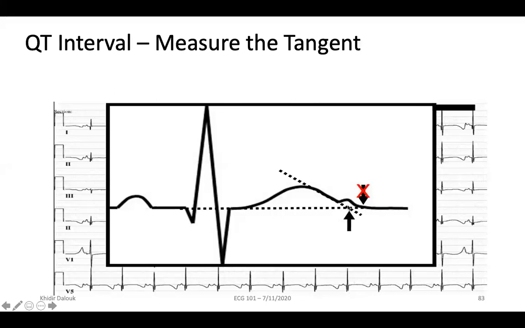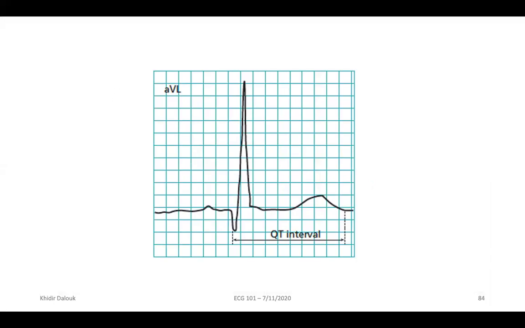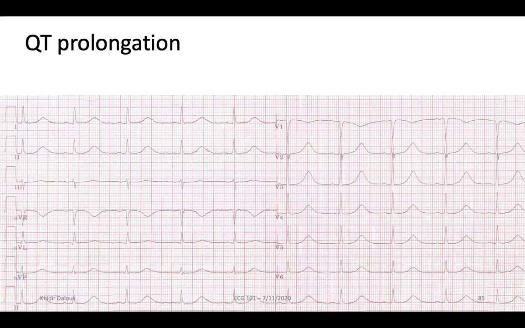This point is where you measure the QT from. The QT is measured mainly from lead 5. Another lead to measure from can be lead 2, as well as AVF. This is a measurement of the QT interval here. This is an ECG here that is showing you that the QT interval is very prolonged.